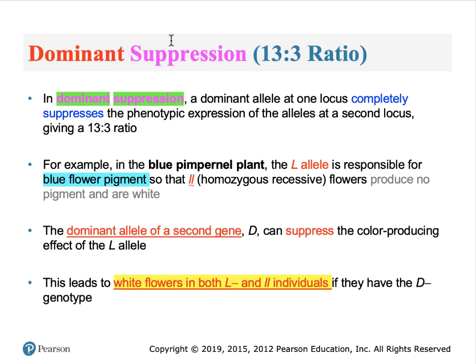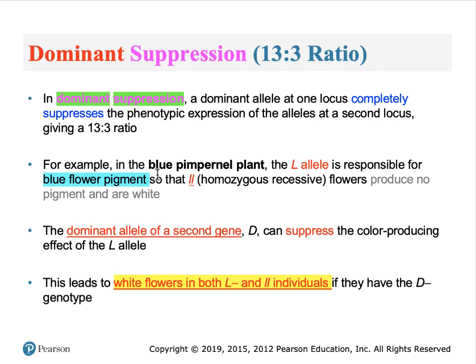And the last class of epistasis is dominant suppression, where the ratio is 13:1. In this case, the answer is straightforward. The dominant allele at one locus completely suppresses the phenotypic expression of the alleles at the second locus.